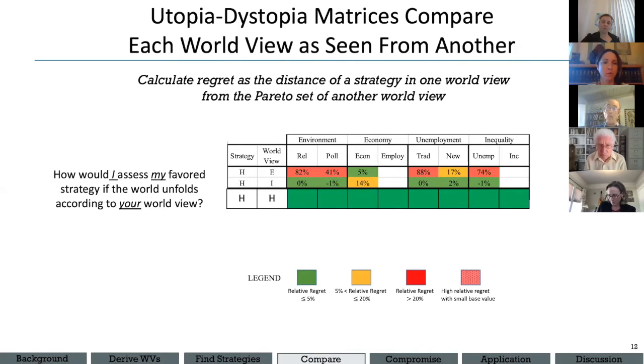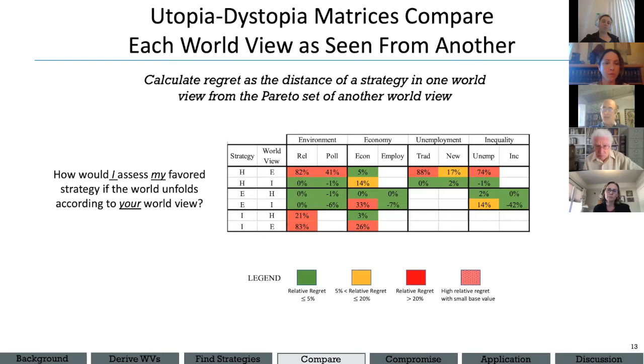One is, how would I assess my favorite strategy if the world unfolds according to your worldview? And so we have strategy and worldview. So it's a hierarchist and a hierarchist. It's all green. So that's the utopia line. If you have a hierarchist strategy, I like a hierarchist strategy, but viewed from an egalitarian worldview, it does really poorly on environment and unemployment, does a little bit better on economy. If I take my hierarchist strategy and it's seen from your individualist worldview, it does okay on environment, okay on unemployment and inequality, doesn't do so well on economy.